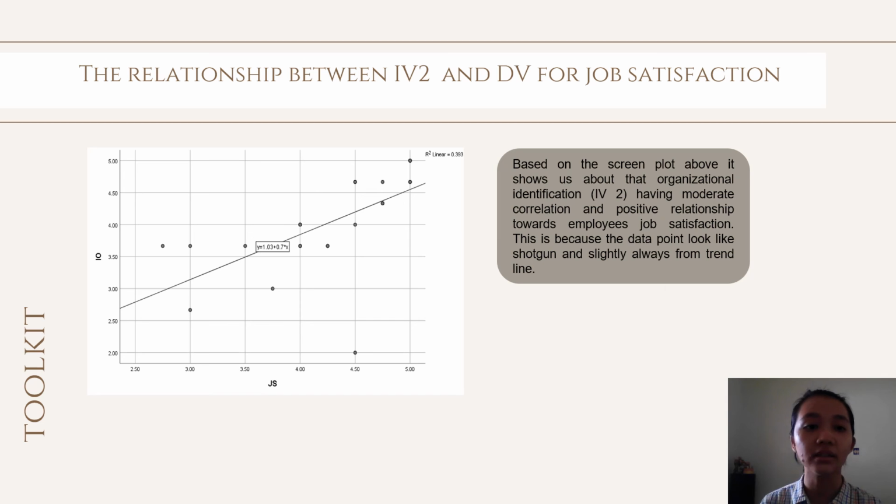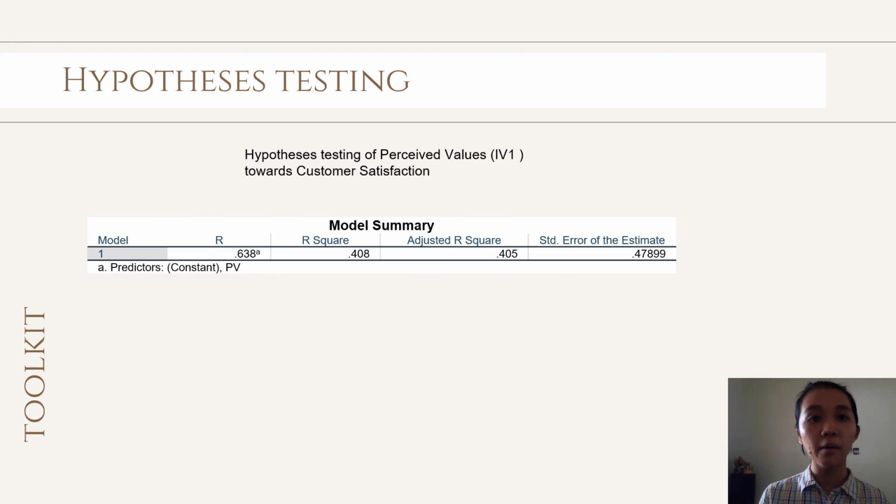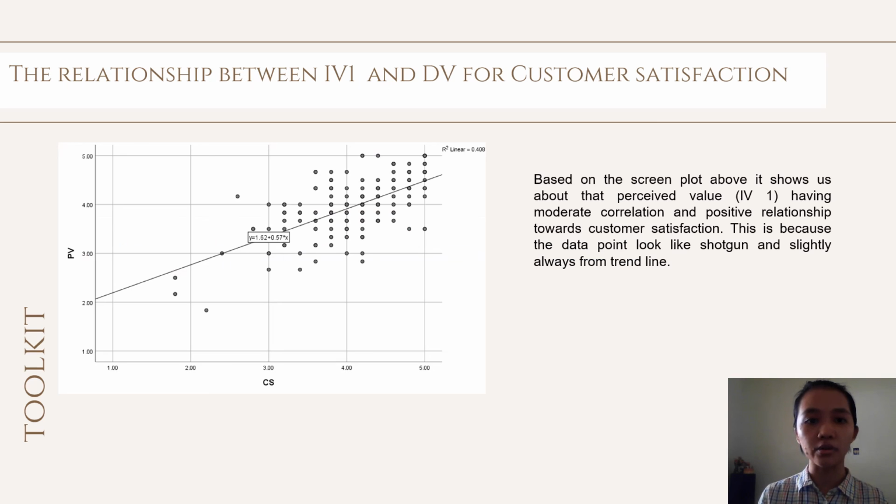Now I'll proceed with the hypothesis testing of the perceived value, IV1, to customer satisfaction. The R-squared is 0.408. This shows that they have a moderate but not strong relationship. To support the analysis, I will show the scatter plot graph. We are able to observe that they have a positive but moderate relationship because the dots are not really close enough to the line.